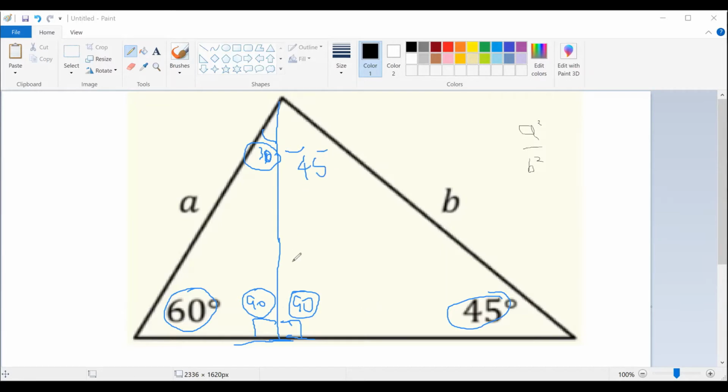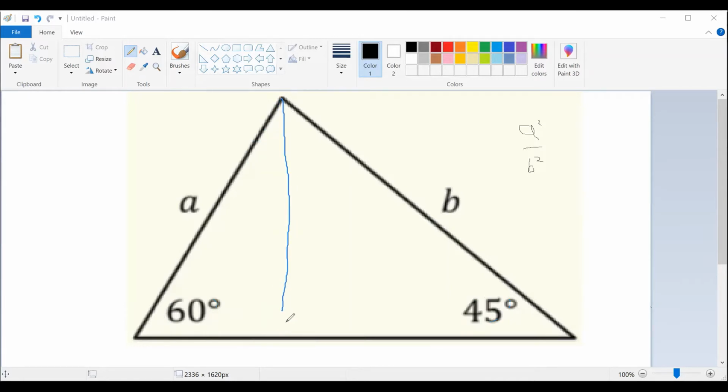Okay, so now what we can do is assume that this length here is some random number, and then we will figure out what A is and B is, and we square them both to get the ratio. Let's just say this length is 1 for now.